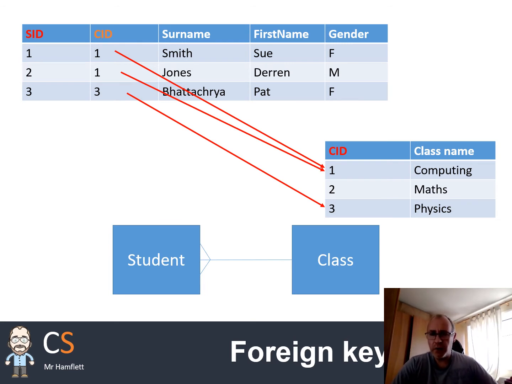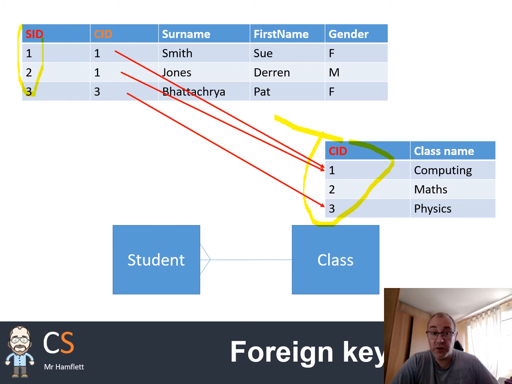Now my class table has a primary key, CID, class ID. You'll get used to me putting CID: ID for identifier and C for the name of the entity. I just like doing it that way. You'll see different ways on the internet; it's personal preference. Anyway, in the student table, we also have a primary key.